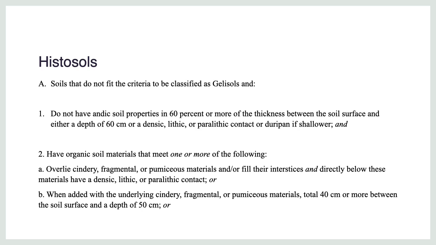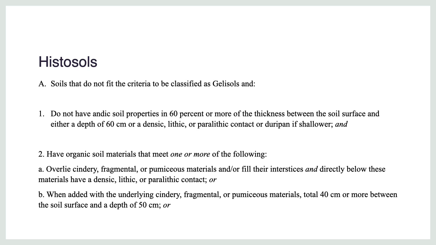So, okay, great. Let's see the histosols now. The histosols are soils that don't fit the criteria to be classified as a geosol. So they don't fit the first two criteria that identify the geosols. If I cannot classify a soil as a geosol, then I will think, okay, maybe this specific soil profile can be classified as a histosol. And for that, I will check, okay, which are the criteria for the histosols?